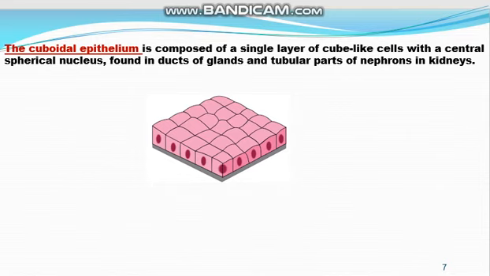Next comes the cuboidal epithelium. This type of simple epithelium, which is known as cuboidal epithelium, is composed of again a single layer of cells, but the cells are cube-like. It has cube-like cells with a central spherical nucleus, just like you see in this diagram, that it has cube-like cells and a central spherical nucleus is present in each cell. And this cuboidal epithelium is found in the ducts of glands and tubular parts of nephrons in the kidneys. So this is the cuboidal epithelium.